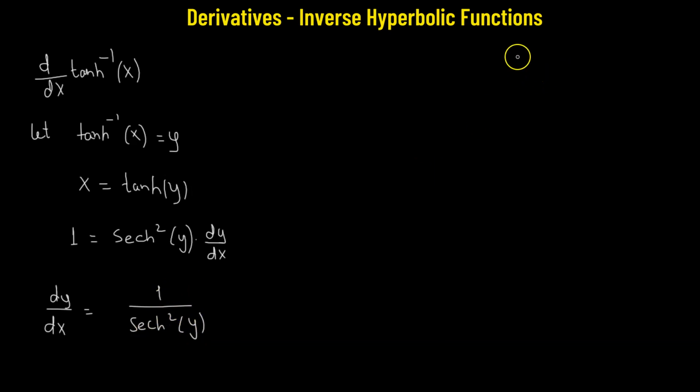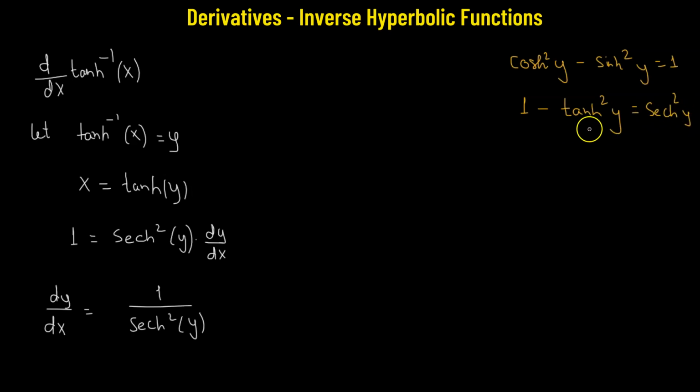Now we need to use an identity. We know that hyperbolic cosine squared y minus hyperbolic sine squared y equals 1. We'll divide both sides by hyperbolic cosine squared y. So this will be 1 minus, now we have a ratio of hyperbolic sine over hyperbolic cosine, so that will be tanh squared y, and 1 divided by cosh squared y, which is the sech squared y. And we assume that tanh y equals x, so this will be 1 minus x squared. So this is the value of sech squared y.